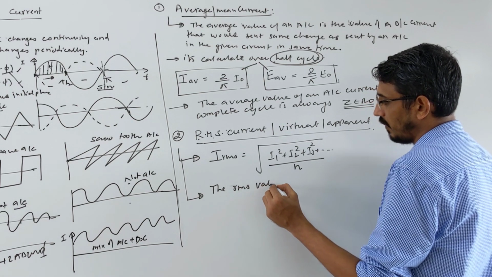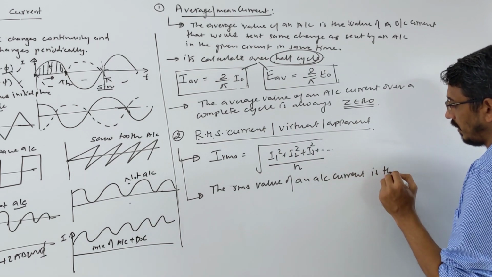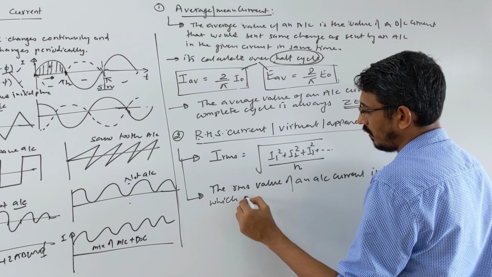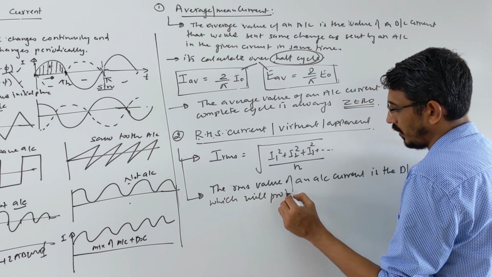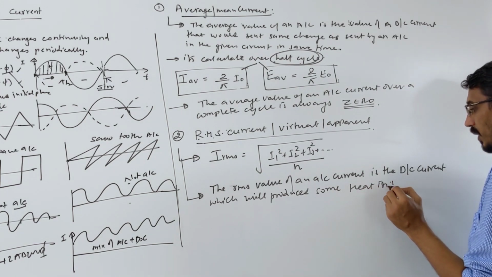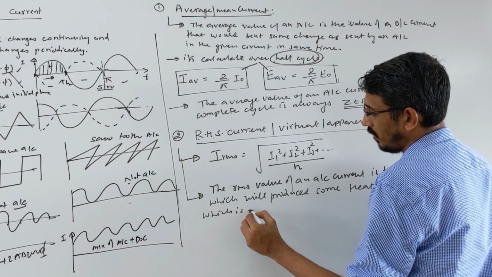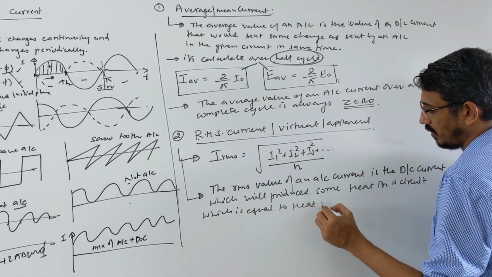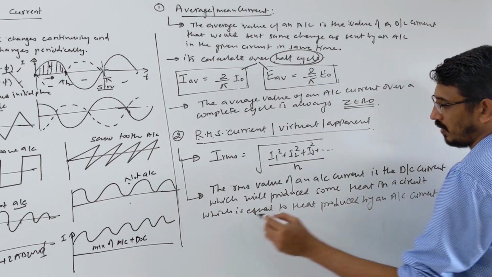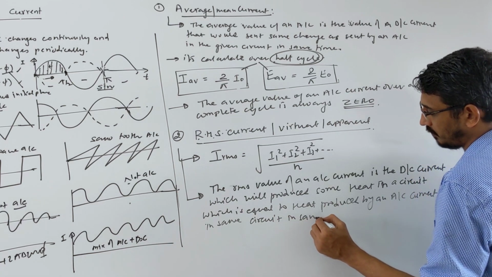The RMS value of an AC current is the DC current which will produce some heat in a circuit which is equal to the heat produced by an AC current in the same circuit and in the same time, for the given time.